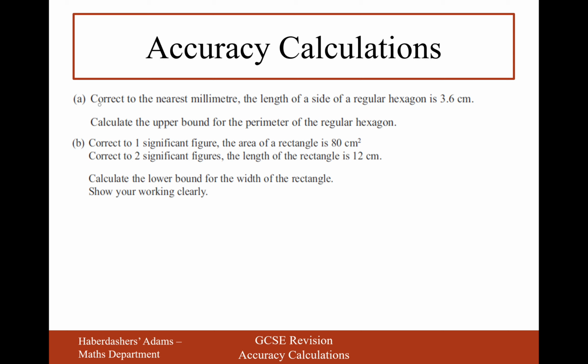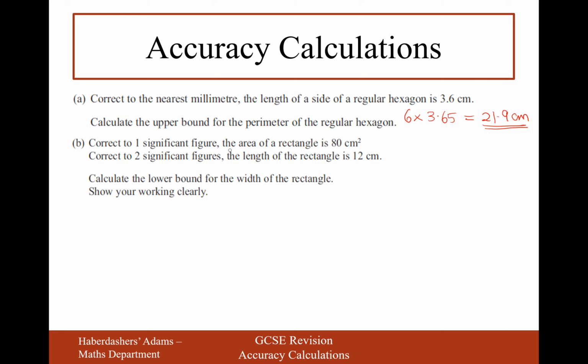Okay, so in this question, correct to the nearest millimetre the length of a side of a regular hexagon, 6-sided shape, is 3.6 centimetres. Calculate the upper bound for the perimeter of the regular hexagon. So the upper bound would just be 6 multiplied by 3.65, because there are 6 sides on the perimeter. 6 times 3.65 equals 21.9 centimetres.